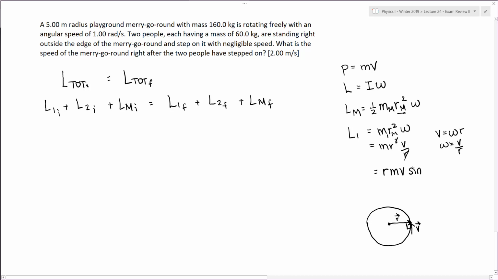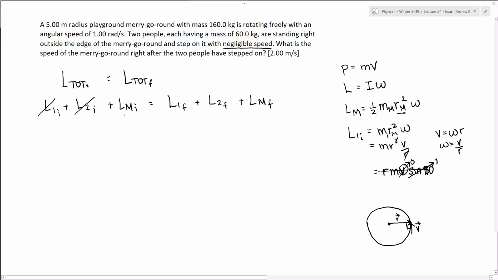Normally we would write sine of the angle between the 2 vectors, but since that angle is 90 degrees, sine of 90 is just 1, and all of that just goes away. So I'm just left with rmv. Now in this question, they tell us that their speed is negligible, so that v is actually 0 for their initial momentum, angular momentum. So the whole thing just goes away. So the angular momentum of each of those people is just 0.